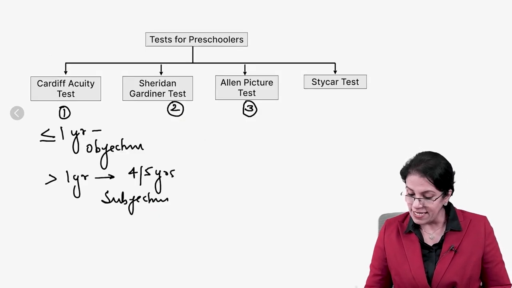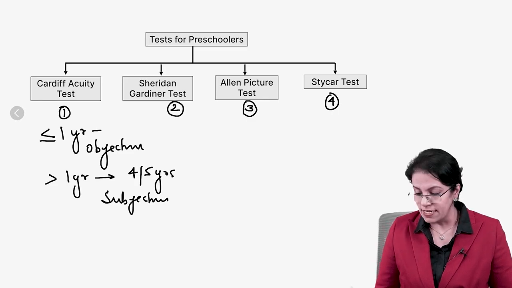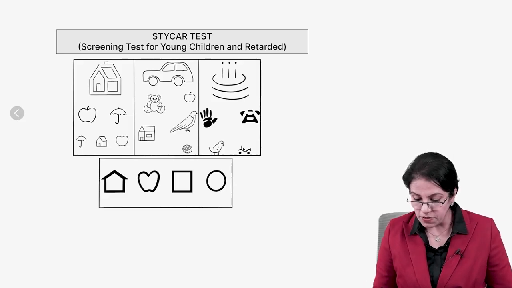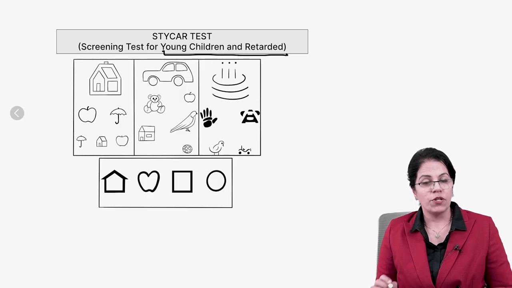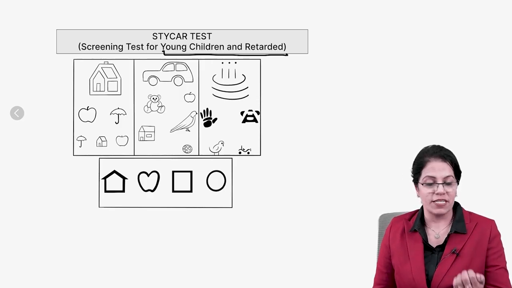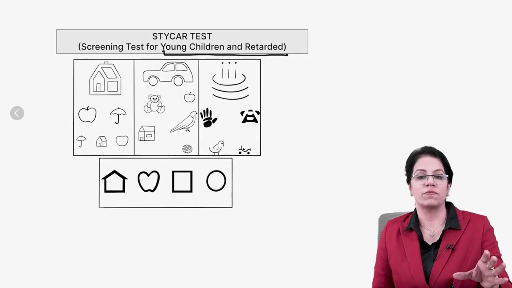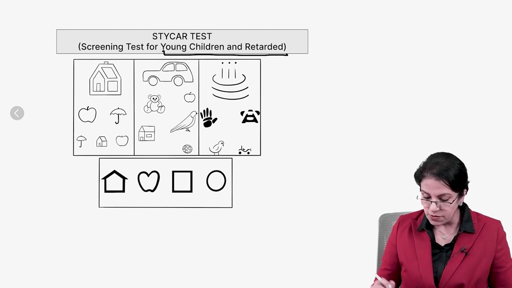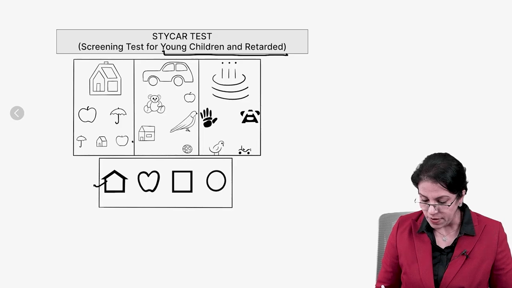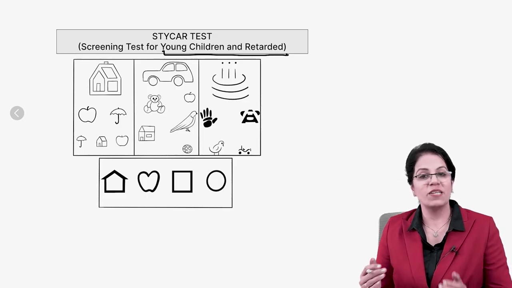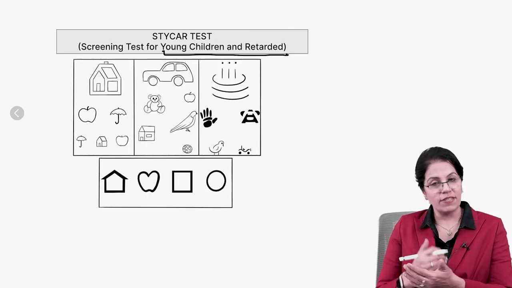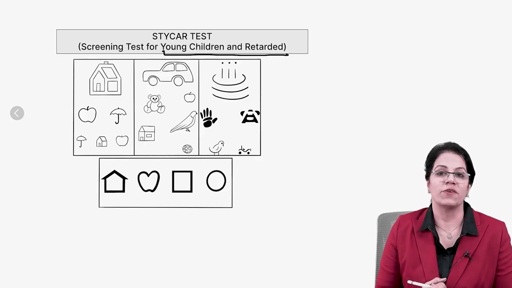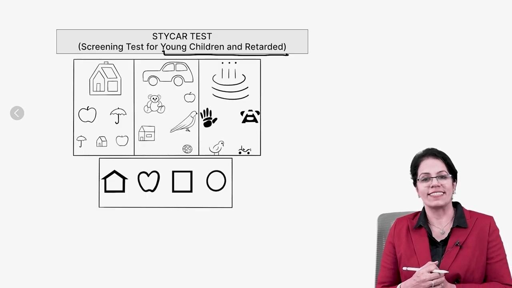What is the fourth? The fourth is your STYCAR test. What is STYCAR test? This is mainly for mentally retarded children. So STYCAR stands for Screening Test for Young Children and Retarded. What you do, you give a picture in his hand and he has to match that picture among the pictures that are presented to him. Something like this, okay? So it is more of a matching. Suppose this is given, then he has to match it with the house and so on. But what I mean to say is the child is given a test type and he has to match that picture to the pictures that are presented in front of him. This is your STYCAR test, right?